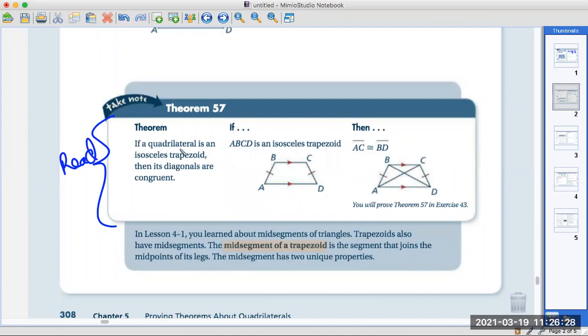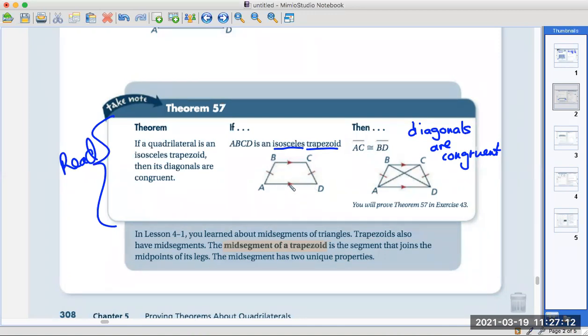It says, if a quadrilateral is an isosceles trapezoid, then the diagonals are congruent, meaning same measure. But it has to be an isosceles trapezoid. And what makes it isosceles again? The legs are congruent. The bases are parallel. The bases, the top and the bottom, do not have to be the same length. You notice this one is shorter than that one.